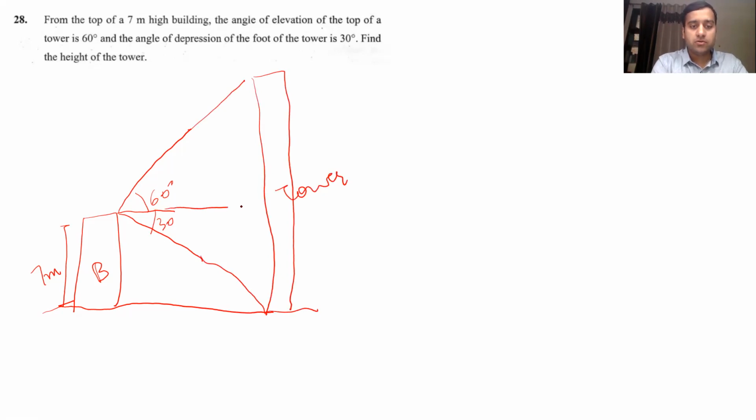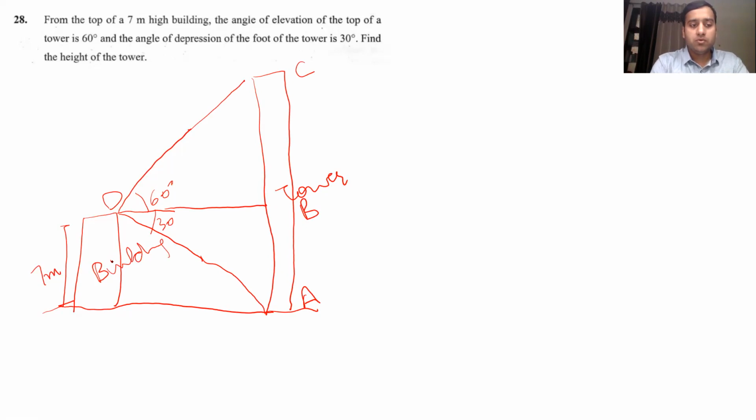So let us join this. We are given that this is 7 meters. Because these lines are parallel, we can mark these points as A, B, and C, D. So this is A, B, this point is C, and this point is D. Don't confuse with this building. This is building.